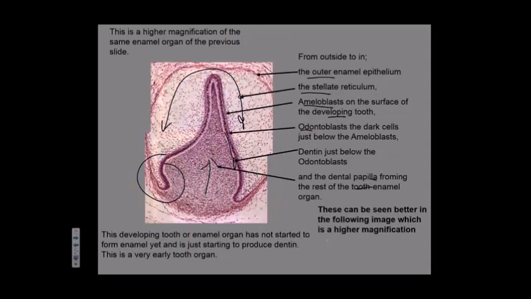So here is your stellate reticulum, which would be all of this area out here. And you have ameloblasts that are sitting on top of what's going to be the enamel, and just below that are the odontoblasts, which are going to produce the dentin. There is a dentin line in here. You can see the dentin line going all the way around.